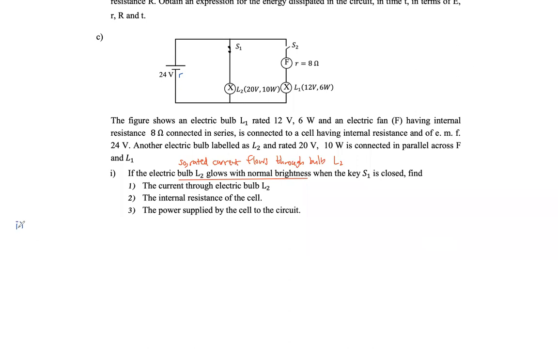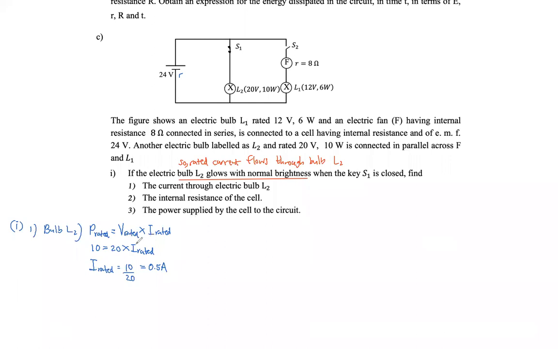So first, Roman 1, for the bulb L2. Let's apply rated power is equal to rated voltage multiplied by rated current. So the rated power of that bulb L2 is 10 watt. Rated voltage is 20, and the rated current, we don't know. Then rated current is going to be 10 over 20, that is half ampere. Okay, we have found it. That's what they are asking, right?